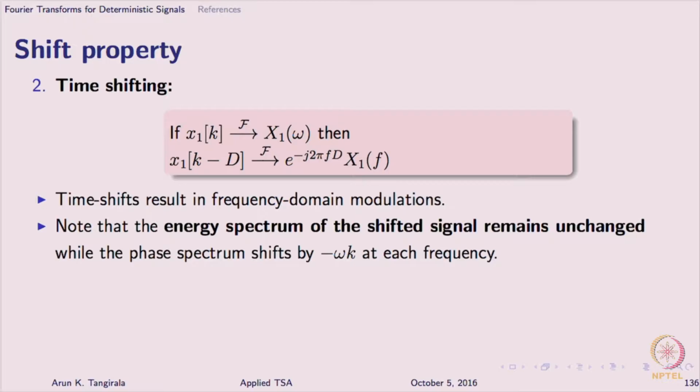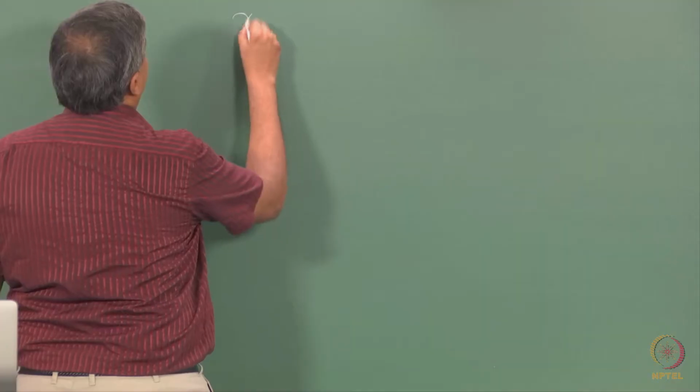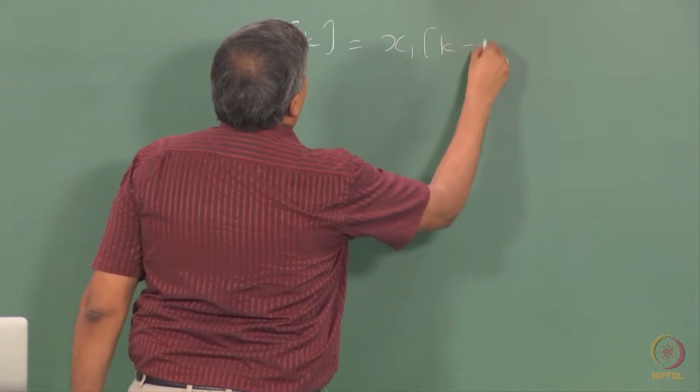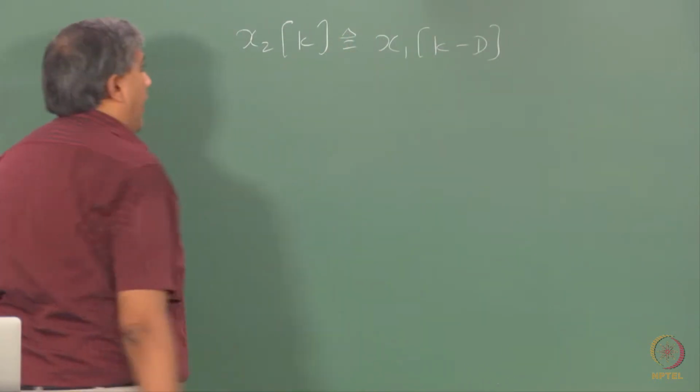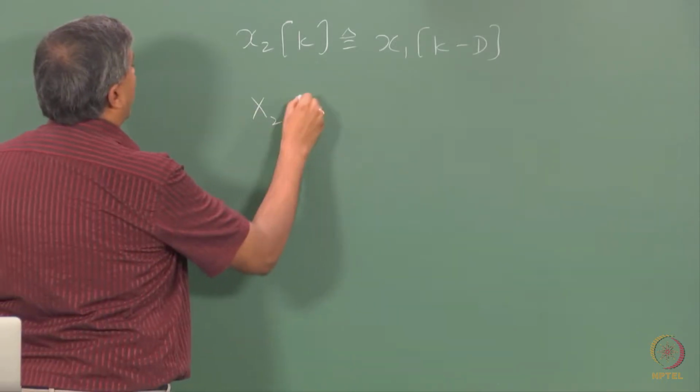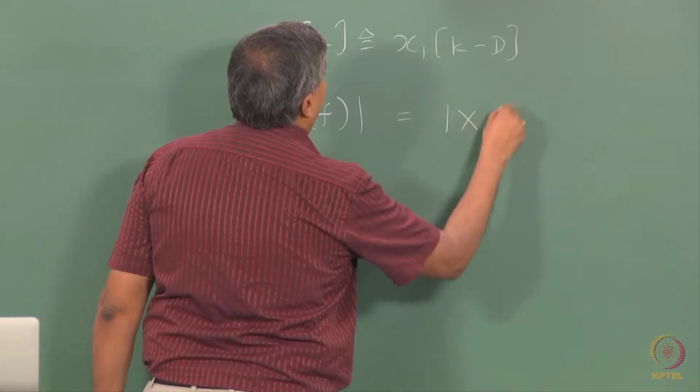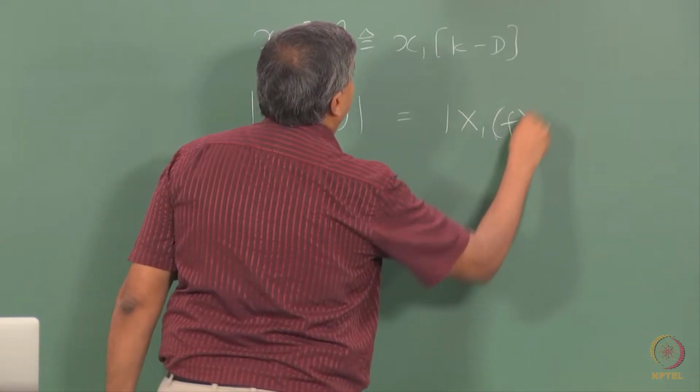If I look at the magnitude of the Fourier transform of the shifted signal, so let us say x1[k] is the original signal, the delayed signal is x2, which is nothing but x1[k minus d]. Then from the given expression, it is kind of obvious that the magnitudes of the Fourier transforms of the shifted and the original signals are identical.